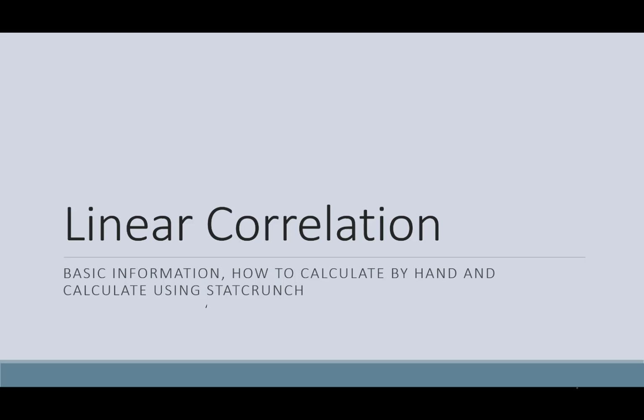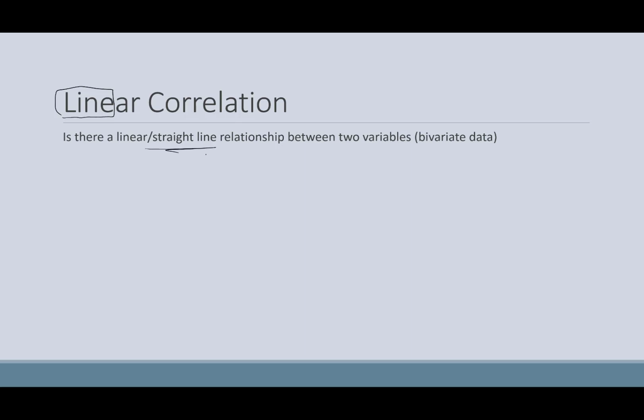In this video, we're going to look at linear correlation, just some basic information about it, how to calculate it by hand, and how to calculate it using StatCrunch. So when we say the phrase linear correlation, what we're looking at is whether there is a straight line relationship between variables. The root word of linear is line, so we always want to make sure when we're doing linear correlation, we are only looking at a straight line relationship between the two variables.